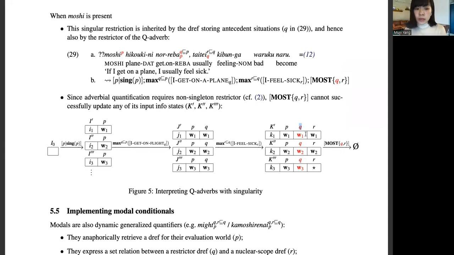Another way to put it is that as soon as we have Moshi, the sentence is bound to be false because none of the input information states of the set relation can successfully be updated. Okay.